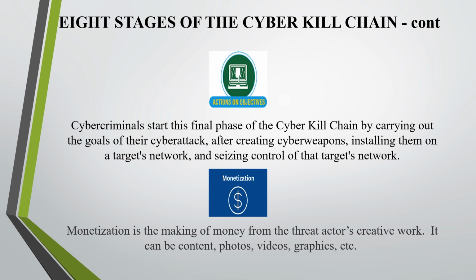The next stage is actions on objectives. Cybercriminals start this final stage of the cyber kill chain by carrying out the goals of the cyber attack. After creating cyber weapons, installing them on the target network, and seizing control of that network, the goals of cybercriminals differ depending on the cyber attack type.